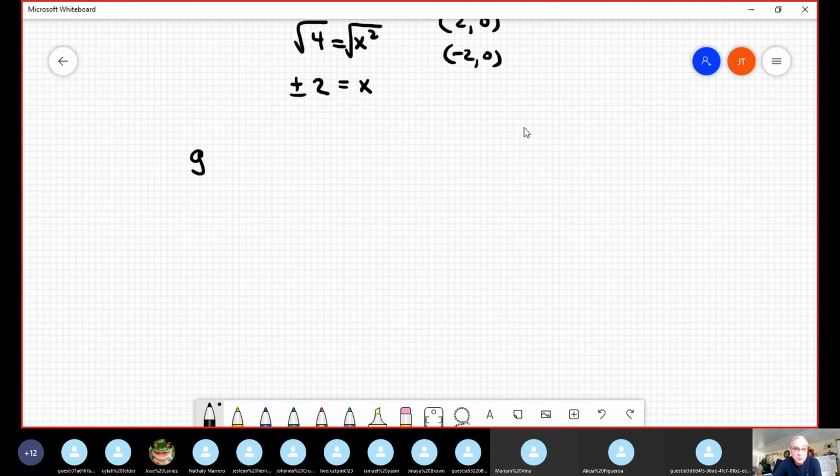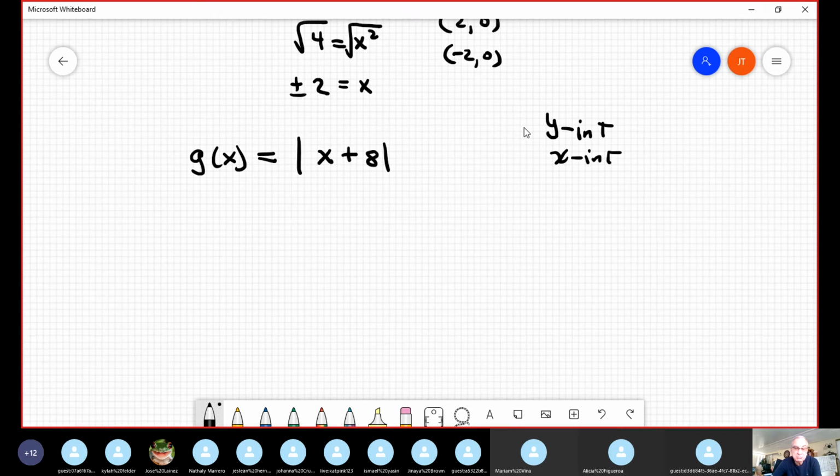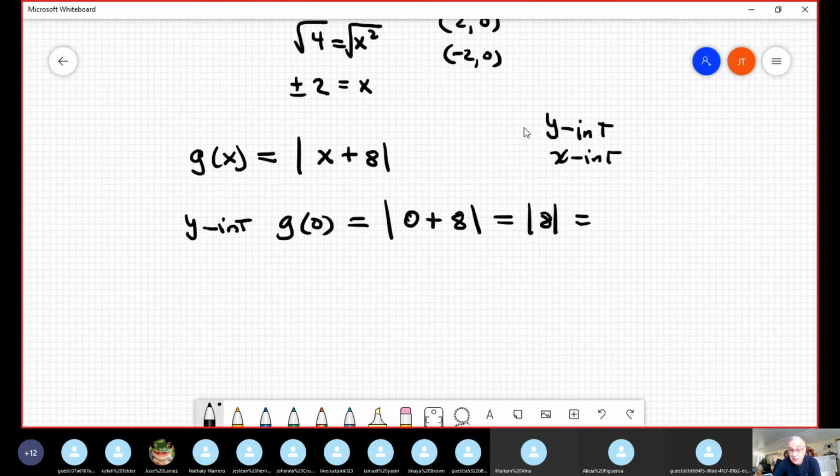Suppose another function that I want to call by a different name, g. It is the absolute value of x plus a. And my goal is to find the y-intercept and x-intercept using function notation. Okay, I know that the formula to find the y-intercept is g evaluated at 0. I replace x with 0. 0 plus a is a, the absolute value of a is a. Therefore, the famous point is the point (0, a). This is the y-intercept.